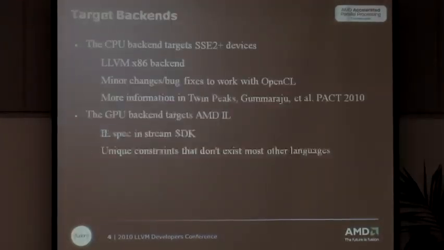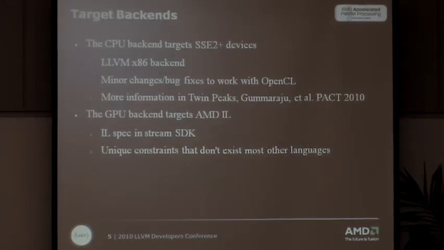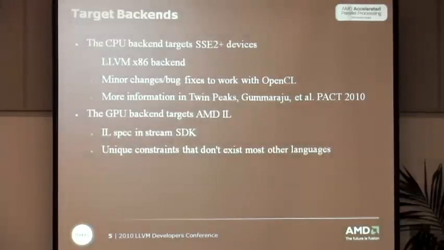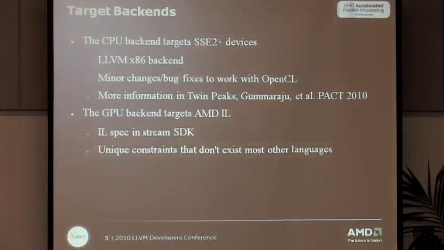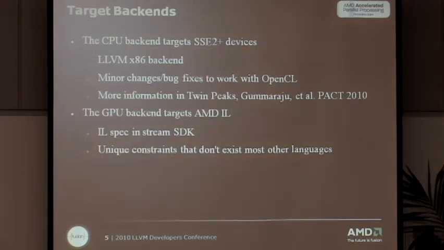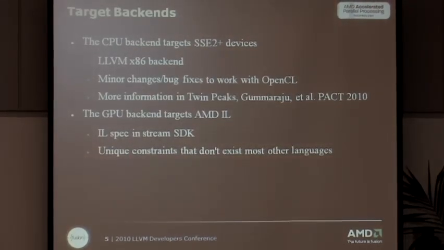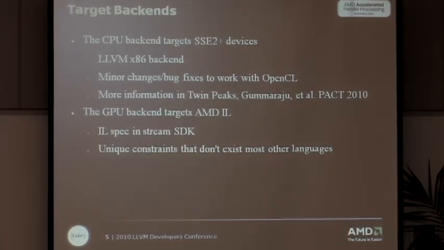So going on to the target backends. The CPU backend targets SSE2 plus devices, so anything that supports SSE2 or later, we target it. It is the LLVM core x86 backend, but we do have some minor bug fixes and changes to work with OpenCL. There's more information on this in the Twin Peaks paper that AMD had presented at PAC 2010.